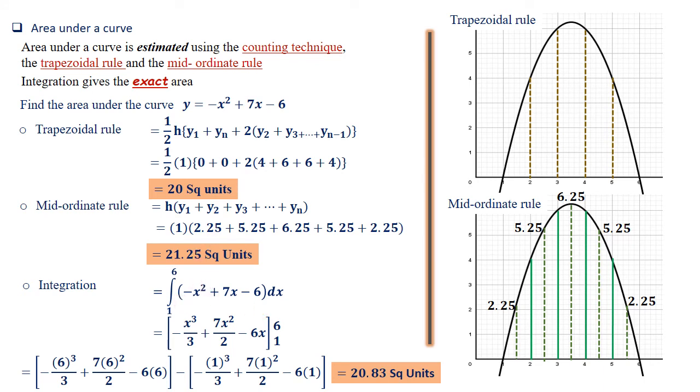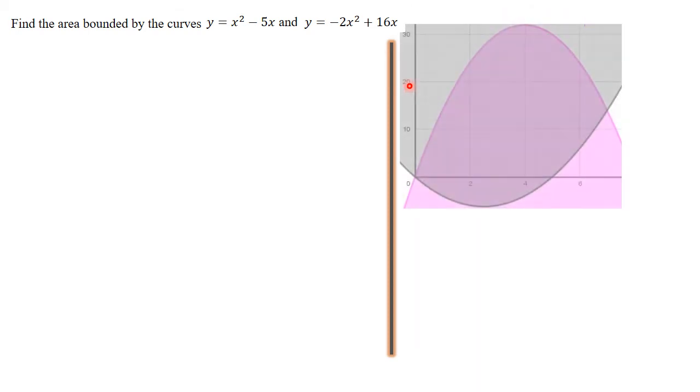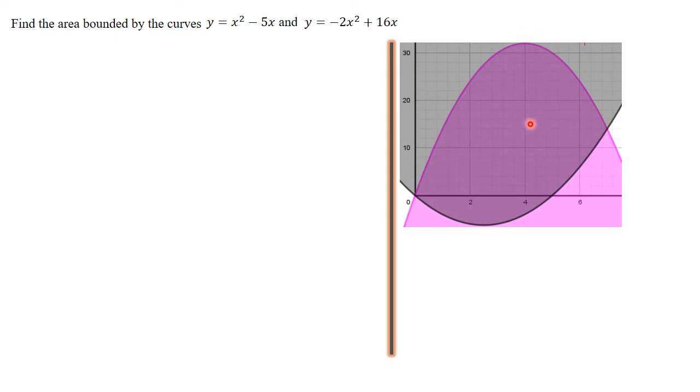Maybe to illustrate this further, I'm going to use another example. And so let's go to that. We find the area bounded by the curves y equals x squared minus 5x and y equals minus 2x squared plus 16x. Now, whenever you are tackling a question on area under the curve using integration, it's always prudent for you to sketch the curve. And so I have sketched it for you, and it's that one that's showing on your screen there.